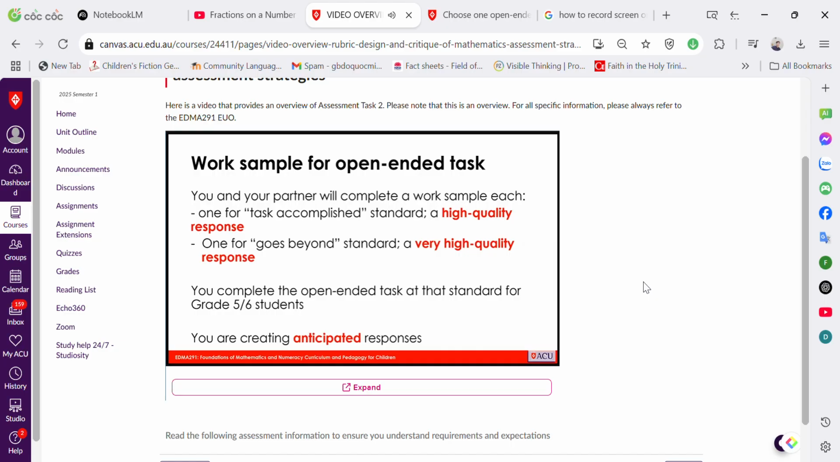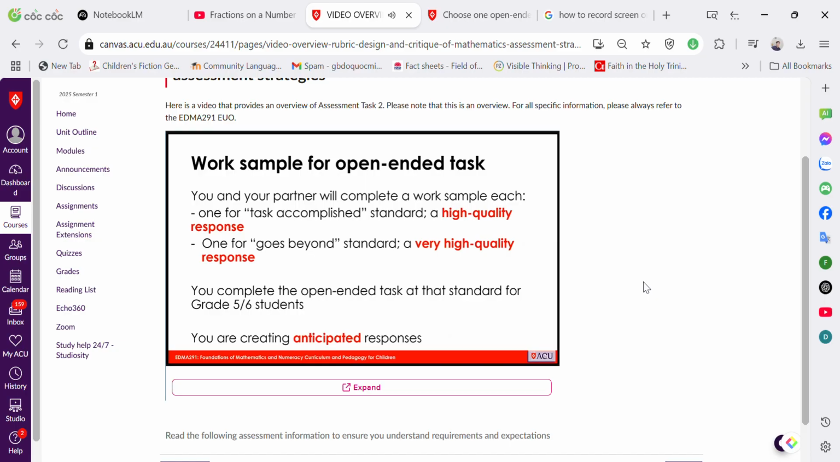So what you're going to do is one of you is going to say, I'll do task accomplished. So that is working at standard, the expected standard for that particular open-ended task. The other partner is going to say, well, I'll do goes beyond. So this will be a response that is a very high standard quality response. You're completing it again, as I said, at the standard you would expect of grade 5-6 students.